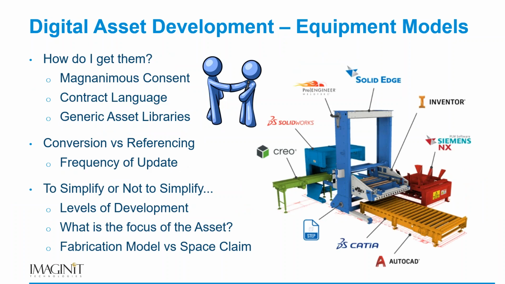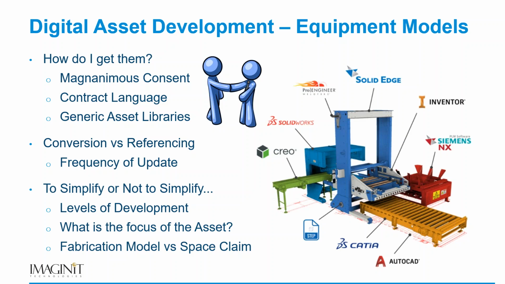Now, what about equipment models? How do you get them? I don't need a point cloud of the equipment model because I know it exists somewhere. Someone's fabricated this, someone's made it, right? Well, typically a couple ways you can get them is through magnanimous consent. The company is saying, you know what, we love our shrink wrapper. We would love everybody to use our shrink wrapper. Here is a space claim simplified model of our shrink wrapper that we share with the world because we're magnanimous about it, right?